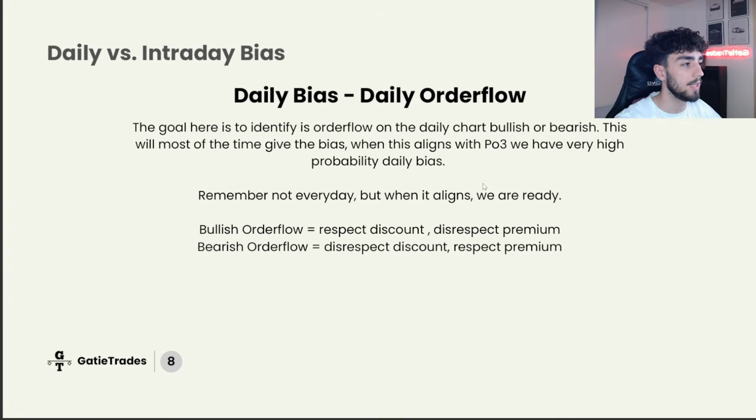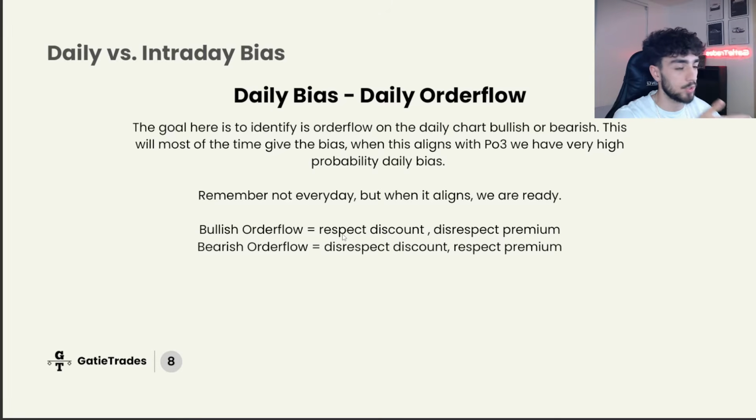The next thing we're going to look at, which is very simple, is order flow. We've talked about order flow on this channel before, many times. It is very simple. I'm looking at the daily chart and I'm simply asking myself, is order flow bullish or bearish? When this aligns with the power of 3, boom, that is my high probability daily bias. This happens usually at least once a week.